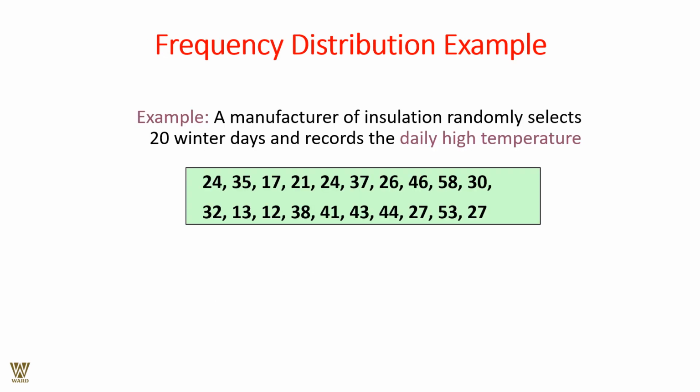See, a manufacturer of insulation randomly selects 20 wintry days and records the highest temperature. Let me give you a practical example. 20 of the coldest days and the highest temperature has been recorded, and you can see the recording of the data. Remember, this temperature is not in Celsius but in Fahrenheit.